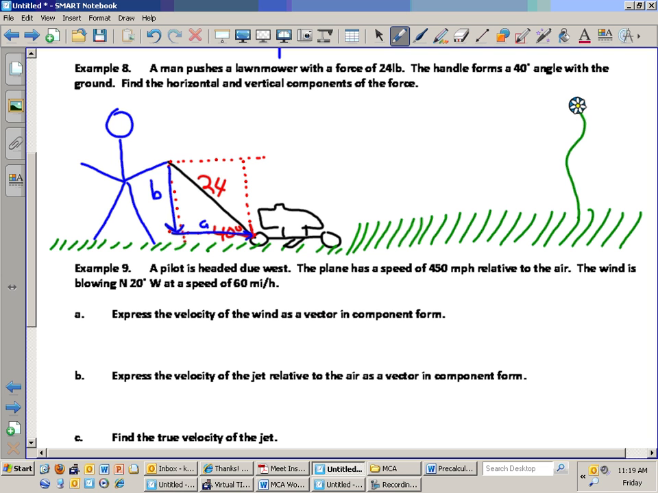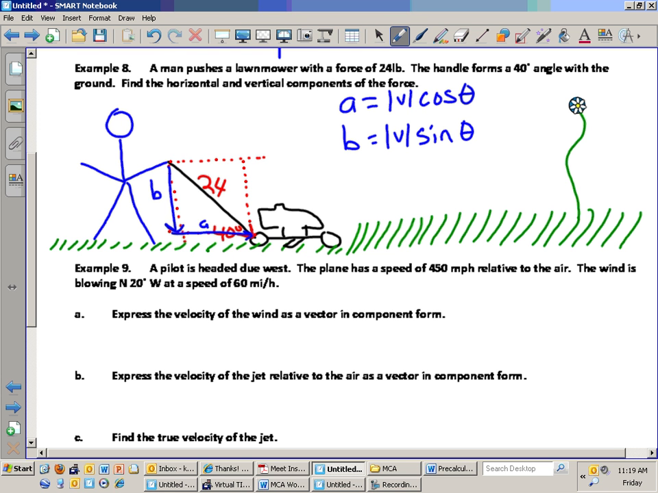Now, this is nothing rocket science. This is something we've done before. But yesterday, we were given a formula, and it said this. The horizontal component is equal to the absolute value, or the magnitude of the vector, times cosine of theta. And you were also told that the vertical portion of the vector is equal to the magnitude of the vector times sine of theta.